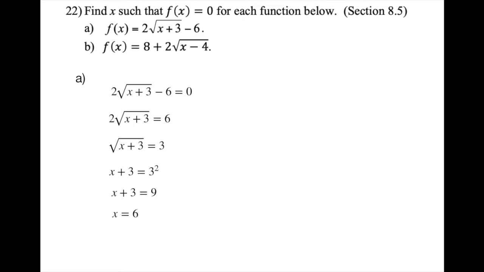So for part A, you set the right part equal to 0. So 2 times this square root minus 6 equal to 0. You add 6 on both sides, so 2 times the square root equal to 6. Divide by 2 on both sides. The square root of x plus 3 equal to 3. So then you square on both sides. So x plus 3 will be 3 squared, which is 9. So x will be 6.